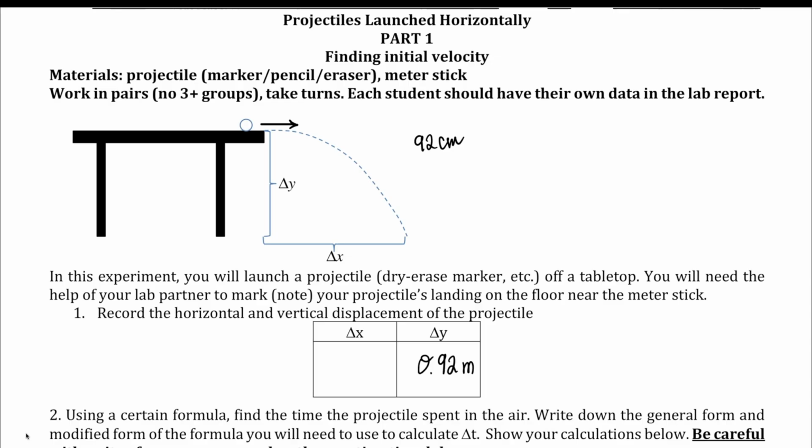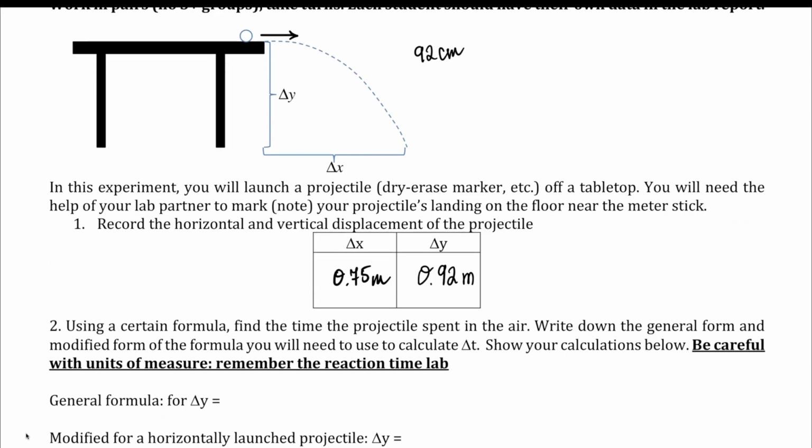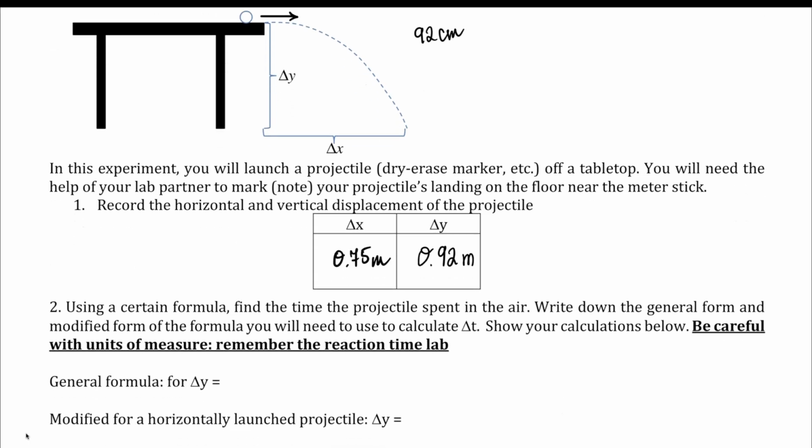0.92 meters. And let's say I whacked my marker so that it landed, let's go 75 centimeters away. 0.75 was the horizontal displacement. We talked about what projectile motion is. It's free falling while moving horizontally. We assume that there is no air resistance, therefore there is no acceleration horizontally, and Vx is constant. Vy is changing due to gravity. Acceleration of gravity is negative 9.8 meters per second squared, and that force of gravity accelerates us at that rate.